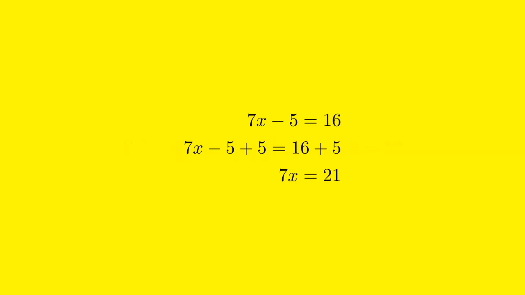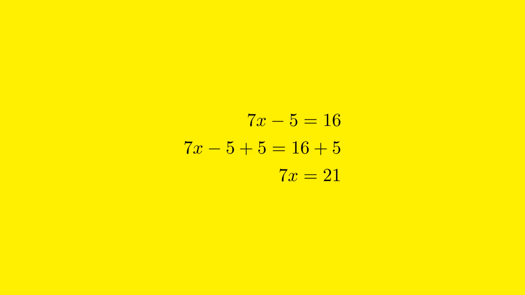Step 1 to solving the equation 7x minus 5 equals 16 is to isolate the variable term 7x on one side of the equation. First, we need to eliminate the minus 5 that is next to 7x. To do this, we need to perform the opposite operation of subtraction, which is addition. So we will add 5 to both sides of the equation.